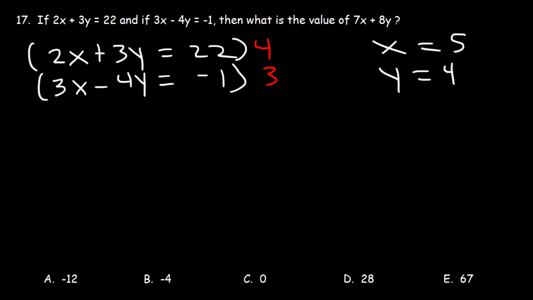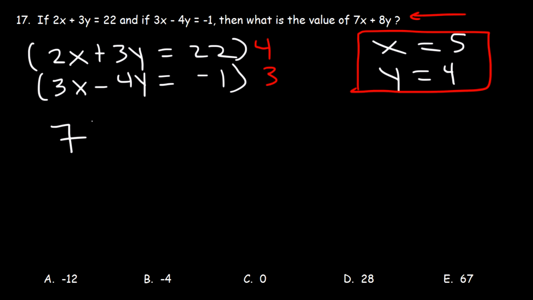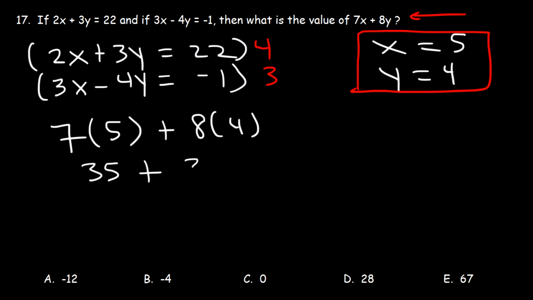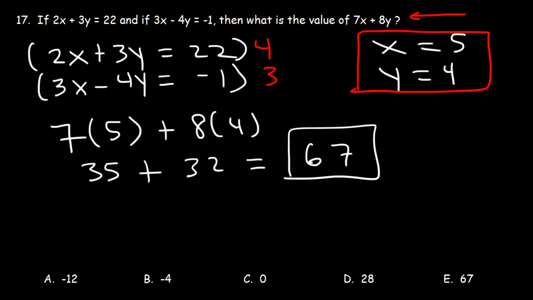Now that we have the values of x and y, we can now find the value of 7x plus 8y. So it's going to be 7 times 5 plus 8 times 4. 7 times 5 is 35, 8 times 4 is 32. So this is equal to 67, which means that answer choice E is the right answer.